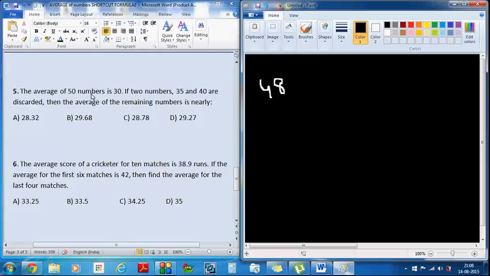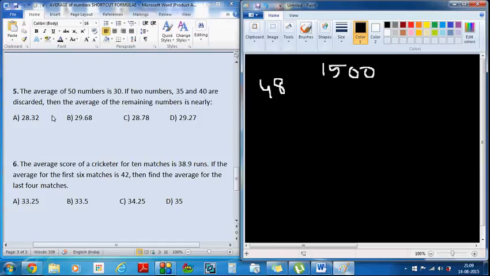So the sum of 50 numbers will be average into number of values. The average is 30 and the number of values is 50. So the sum will be 50 into 30, so it will be 1500. So the sum of 50 numbers is 1500.